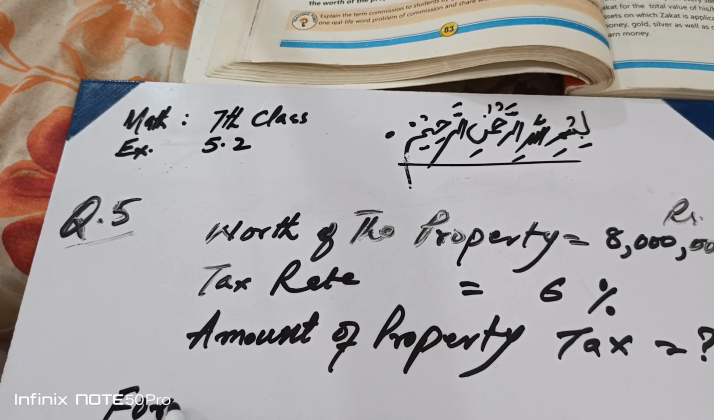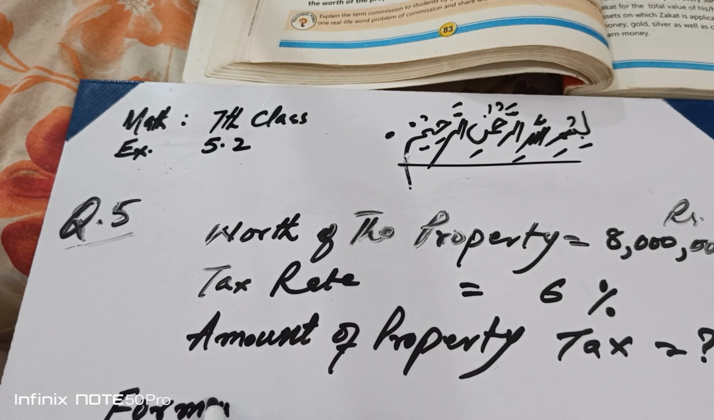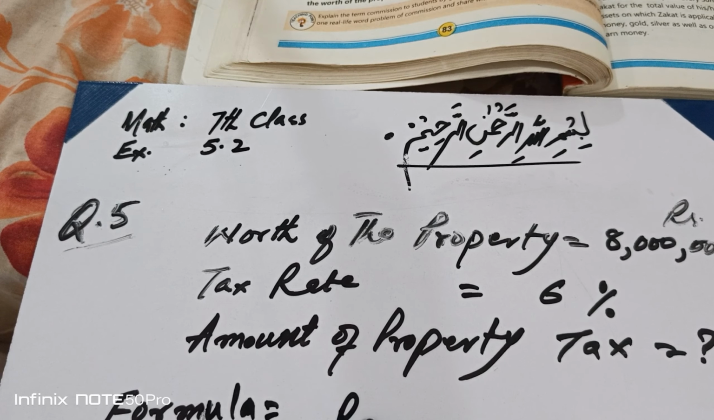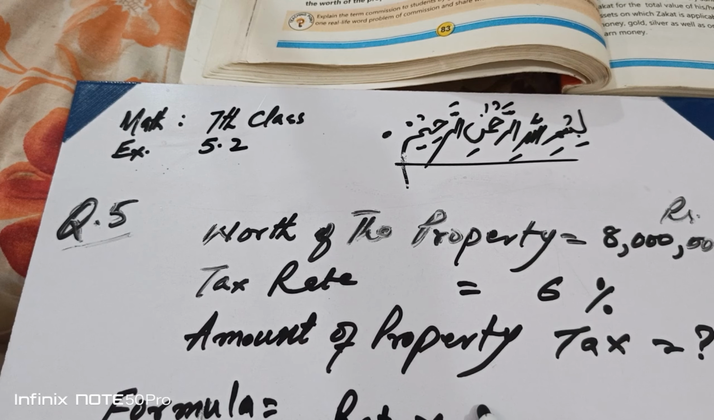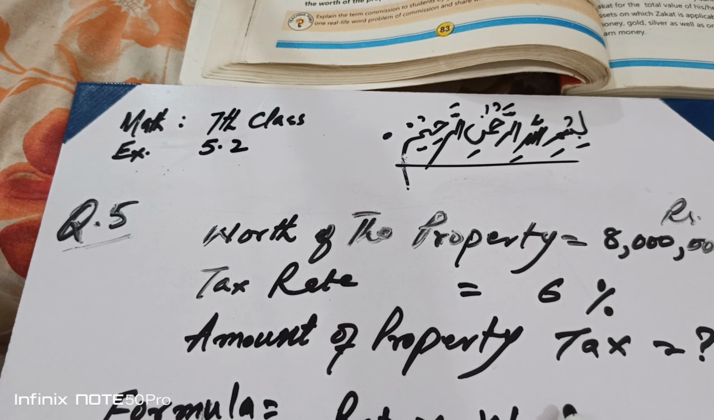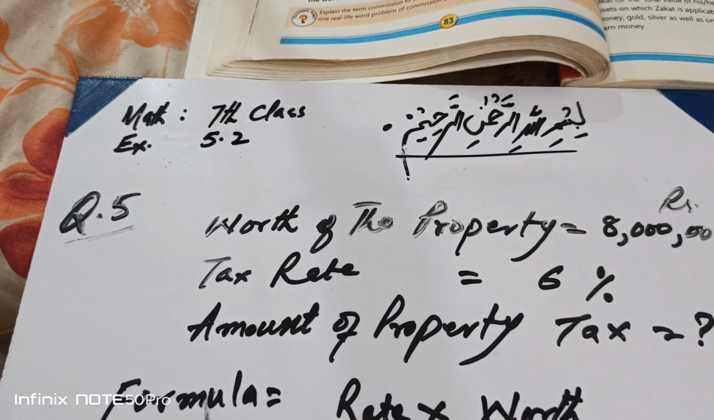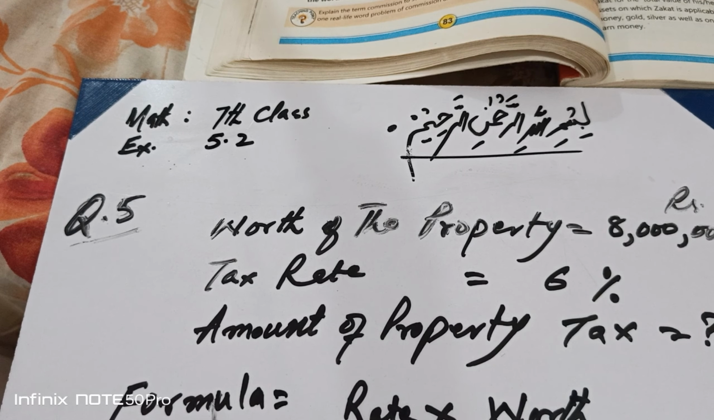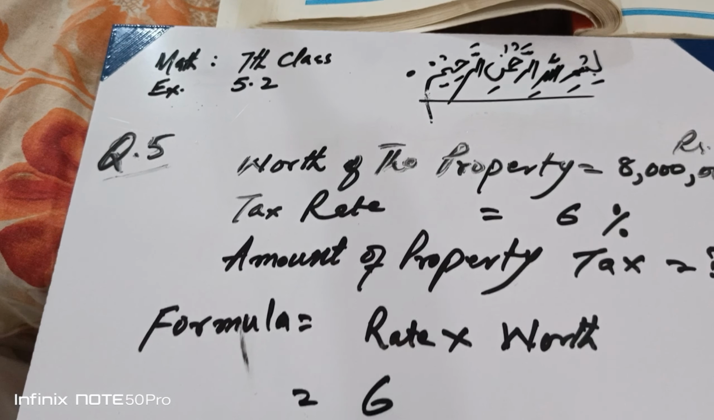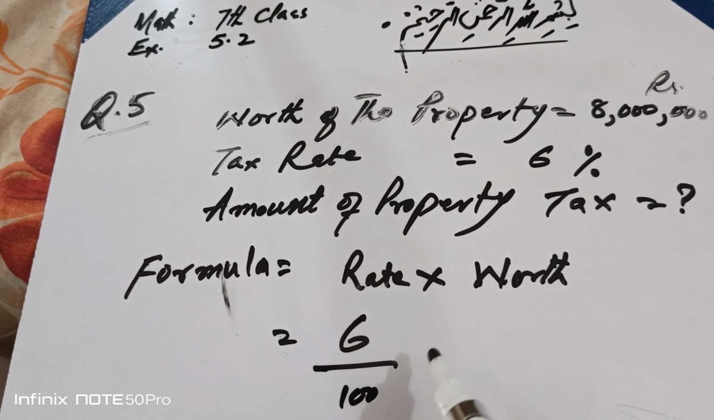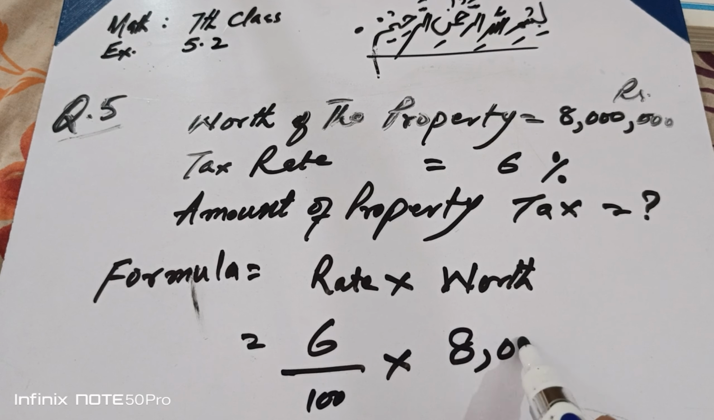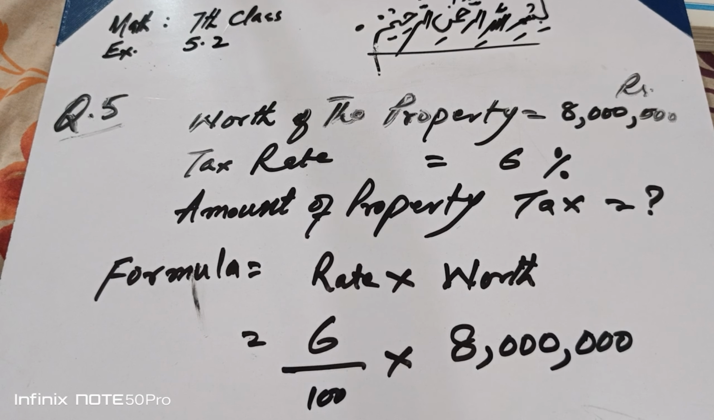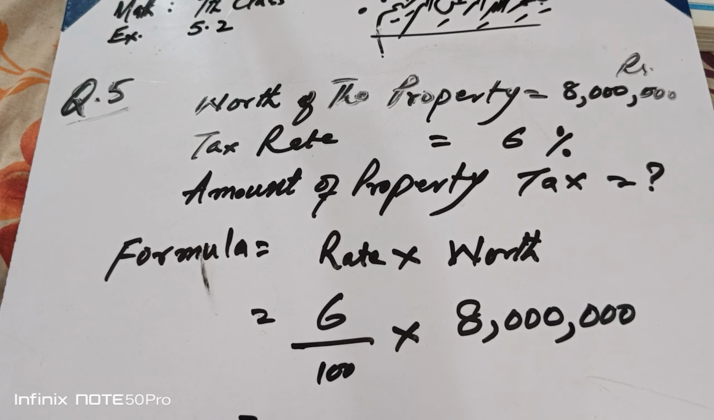We will write the formula first, which is equal to rate into value, worth or value. So here we will write it as worth. The rate is given, which is 6%, and the worth is 8 million rupees.